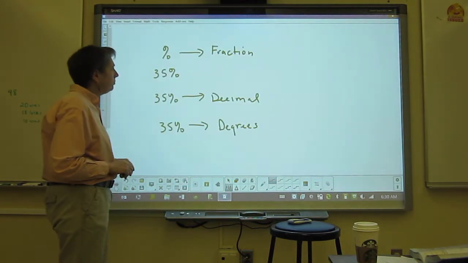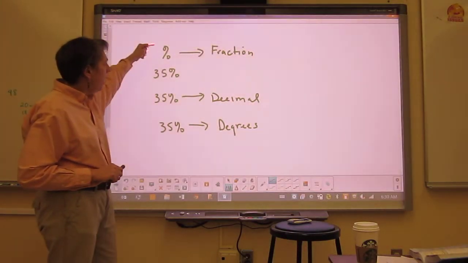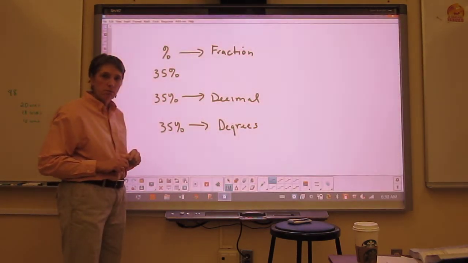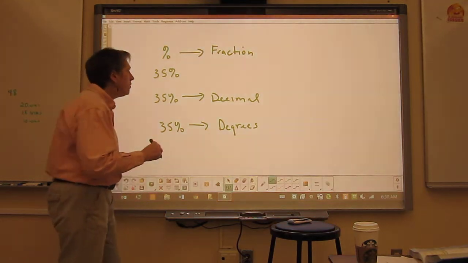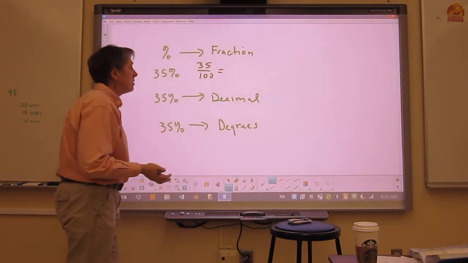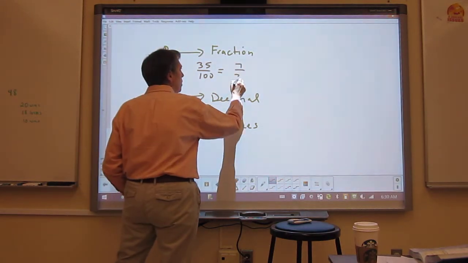Okay, I'm going to move on. So how do we change a percent to a fraction? We write it over 100. 35 over 100, and we simply simplify. So that would be 7/20.